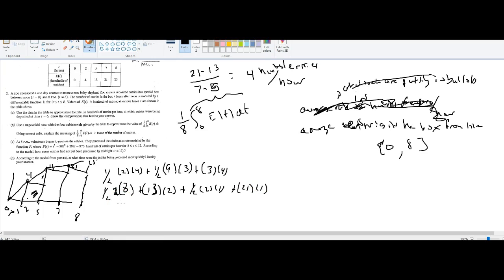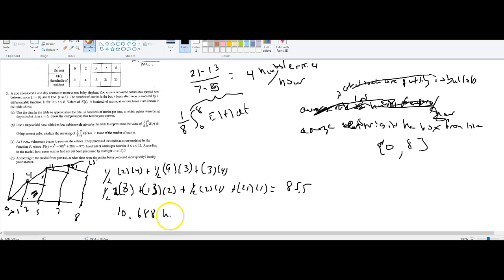Getting the calculator. I got 4 plus 27 divided by 2 plus 12 plus 8 plus 26 plus 1 plus 21. And I get 85. I get 85.5. And then remember, we've got to divide by 8. So I'm going to divide that by 8, and I get 10.688. And that would be correct.